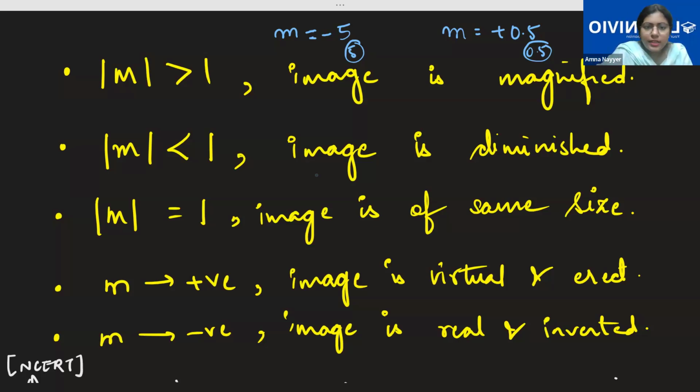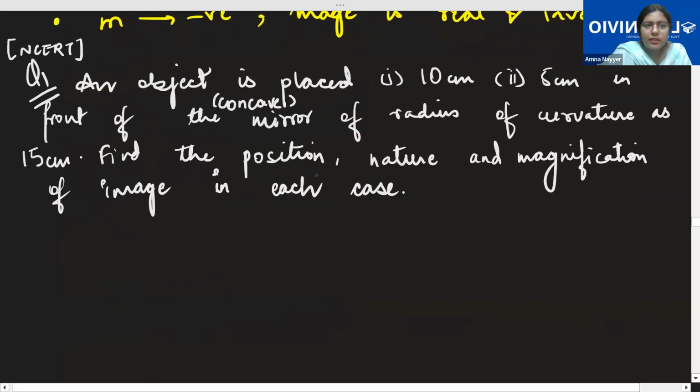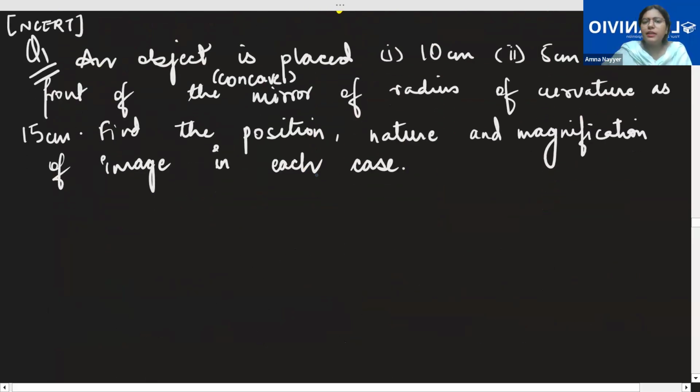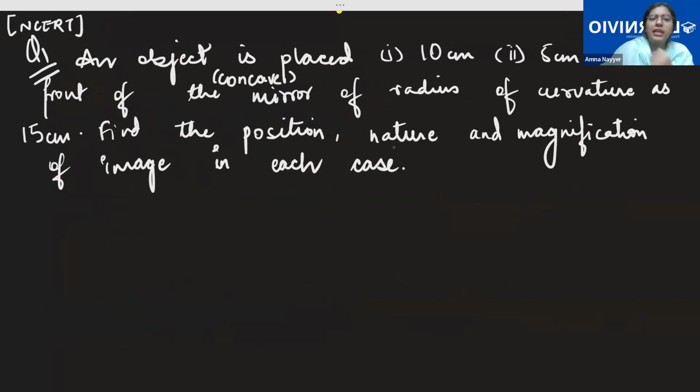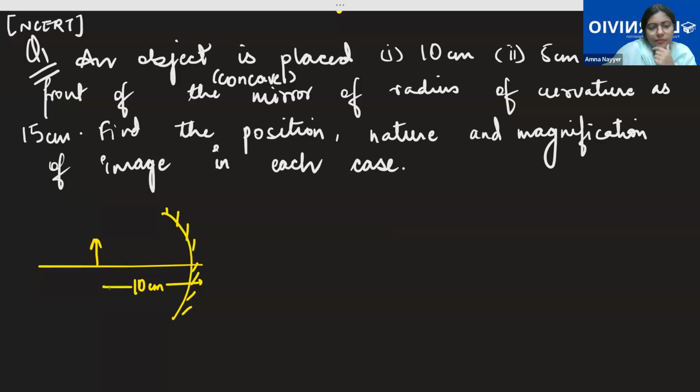I'll discuss one of the questions with you. This one is from your NCERT only. Let me discuss the first part. Second, you will just change the values and tell me what answer you get. The question says that an object is placed 10 centimeters in front of a concave mirror. This is a concave mirror and an object is put 10 centimeters in front of it.